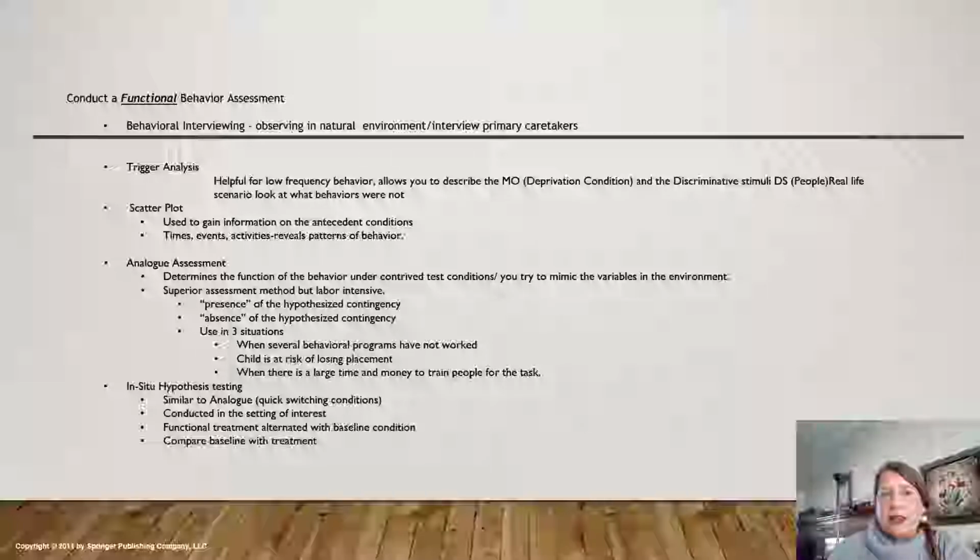Trigger analysis is the next opportunity you had. This is helpful when you have a low frequency behavior that is not easily observable and you only have an hour of time. So what you do is you contrive or precipitate the event that you think may be causing the deprivation, or whatever the people involved in the scenario might look like. So let's say you have a child that is eating all day, and then you go to the classroom and there's no opportunity. They're actually sitting, doing work.